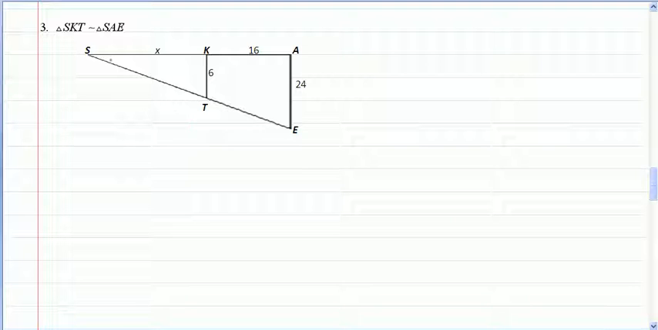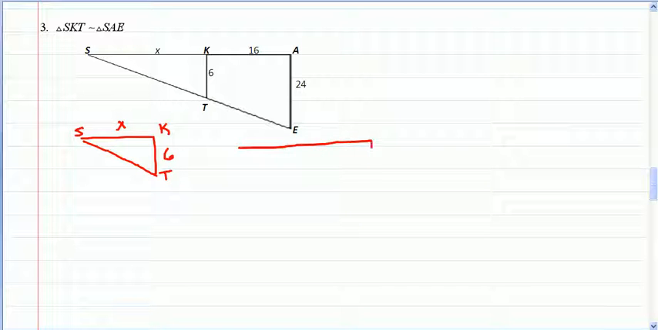For number 3, we have triangle SKT and SAE. For this one, I'm going to take out triangle SKT and redraw it separately, and label this side 6 and this side X. So I just took this smaller triangle. Now I'm going to draw triangle SAE, which is the larger one.